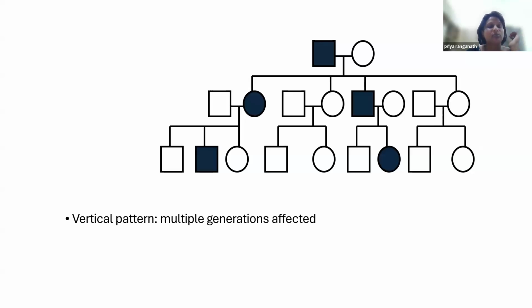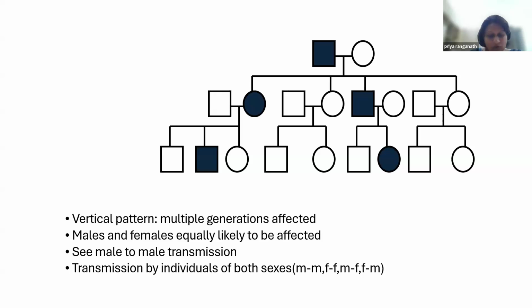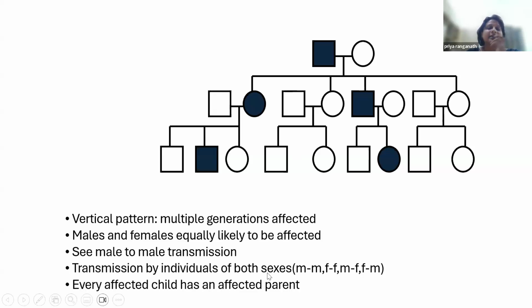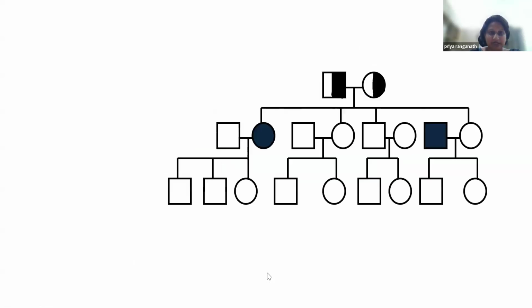Quickly going to a quiz. So we have this vertical pattern of inheritance where multiple generations are affected. Males and females are equally affected. Male to male transmission is there, and transmission by individuals of both sexes is seen, and every affected child has an affected parent. So this is an autosomal dominant disorder.